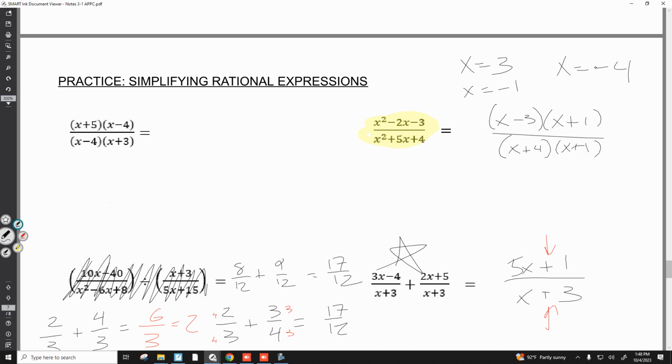Cool. The important numbers for x plus 5 times x minus 4 over x minus 4 times x plus 3 is x equals -5, because that's a 0 in the top. X equals 4, that's a 0 in the top and the bottom. And x equals -3. Got you? Okay. Now, our goal is to be able to take this and understand what is going on at these three locations, and eventually understand what our graph is going to look like.